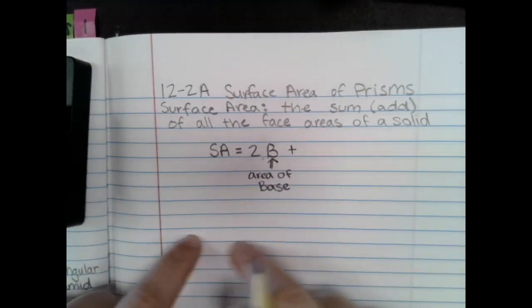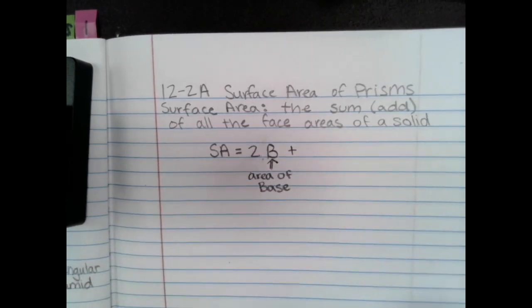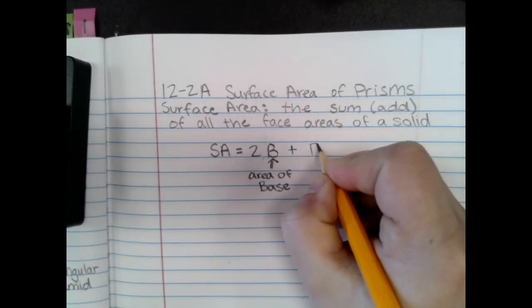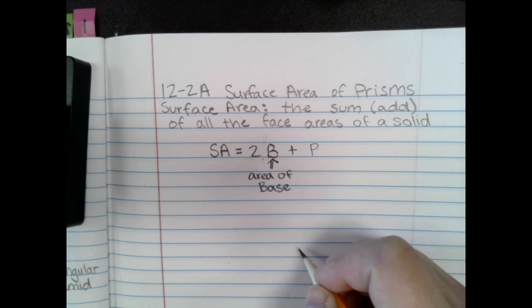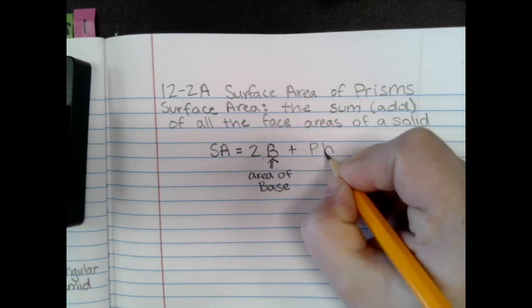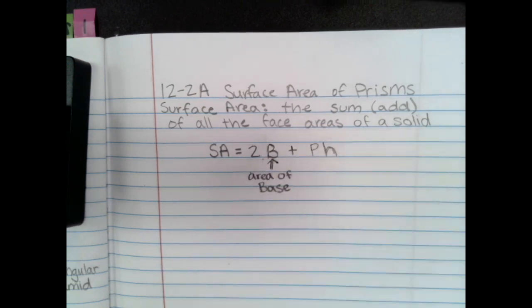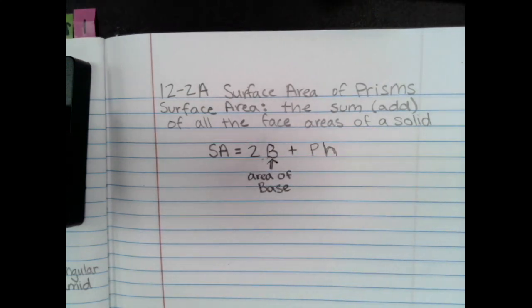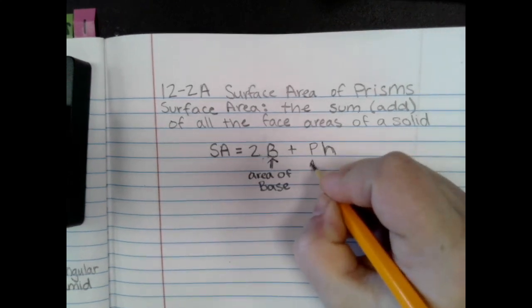So to find the area of that really long rectangle, we take the perimeter of the base, so capital P, times the height. And that's that really long rectangle in between. Rather than finding each of those individual small rectangles, we're going to find that long rectangle. So P stands for the perimeter of the base.